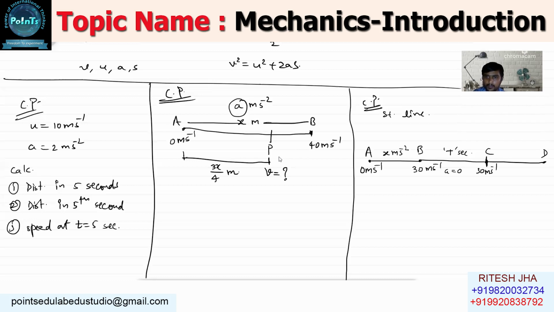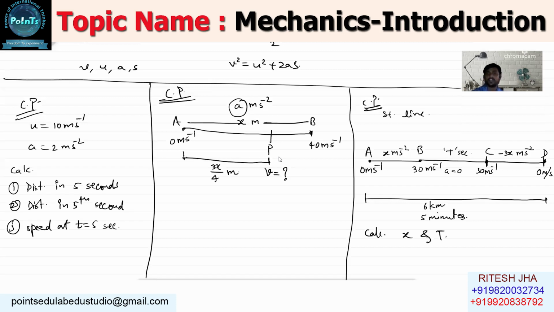And then in the last part of this journey, you are decelerating at negative 3x meter per second square, and you come down to rest. You come down to 0 meter per second basically. Now this entire length is 6 kilometers, and the time taken entirely is 5 minutes. Then find the value of x and t. This is a challenging one. So you have these 3 questions and you have 5 minutes. Start.